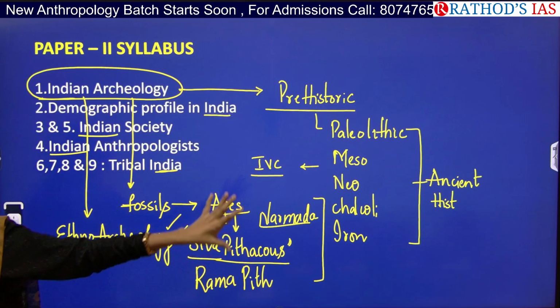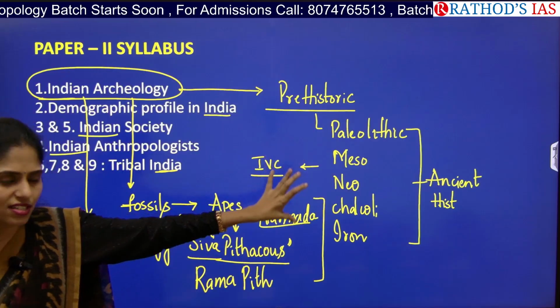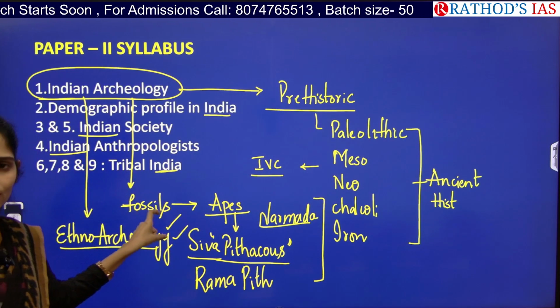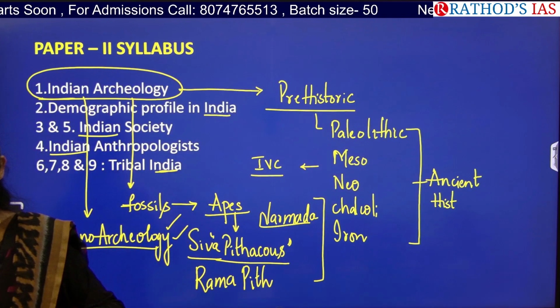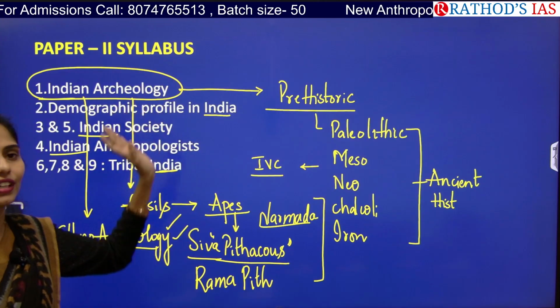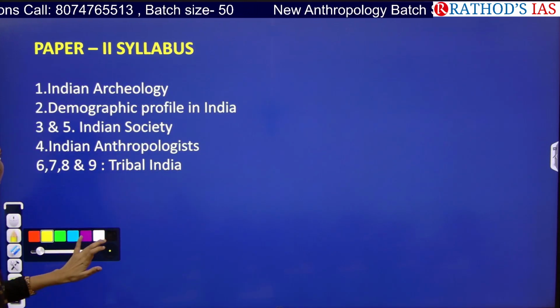You will be studying these three things in this first chapter. First one is sites, and you will be studying about IVC. Next one is the different fossils, that too 3 fossils which are found in India, and next one is about ethnoarchaeology. So by this your first chapter will be done. And let us see the second.